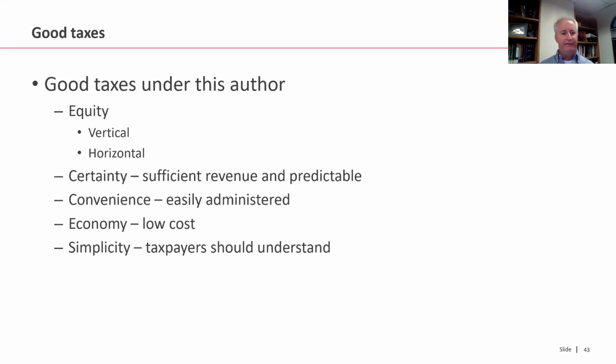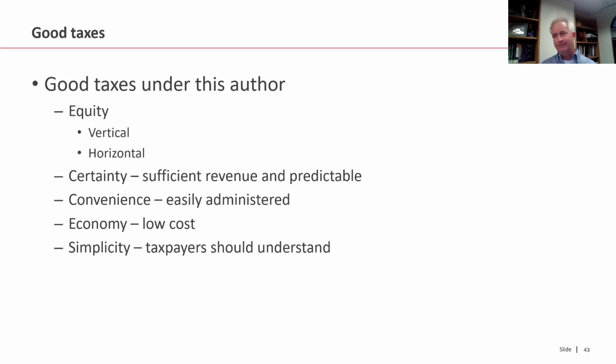Convenience means it's easily administered, and that's not really convenience from, oh, how easy it is to fill out a tax return. That's simplicity. Convenience is, the reality is most income taxes in the US are pretty convenient. Sales taxes are really convenient. So let's start with sales taxes. Like if you don't pay the sales taxes, you don't get to leave the store with the item.